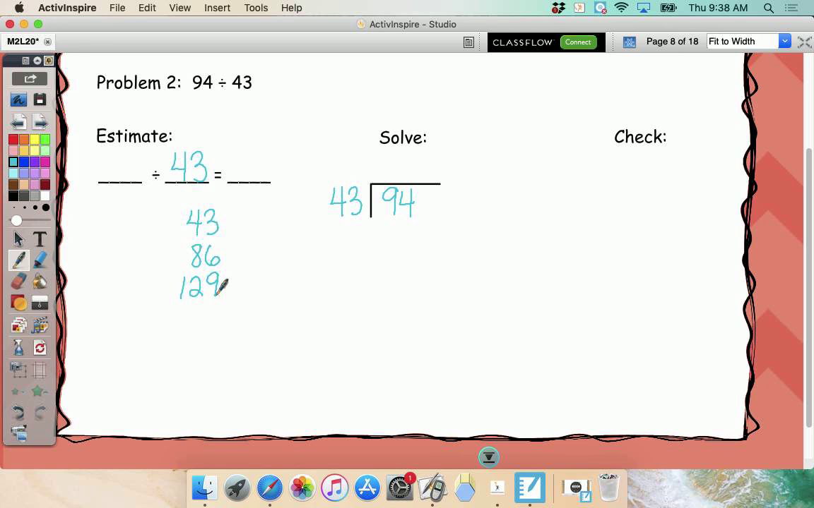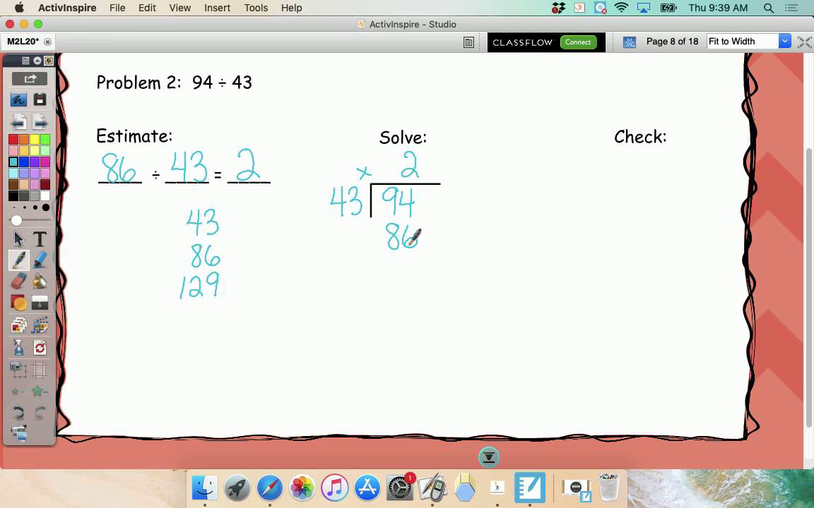Which number over to the side, Yasmin, is closest to 94 without going over? 86, good. And 86 divided by 43 is what, boys and girls? 2. So what will I write on top of the doghouse? 2. Where do I write it? Above the 4. Good. Now, after I divide, because that was my divide step, Jarrett, what do I do now? Okay, what 2 numbers? And what do you get? We already did it. It's over here. What is it?